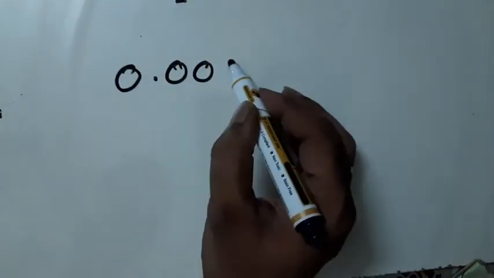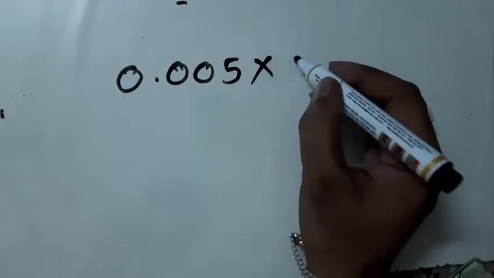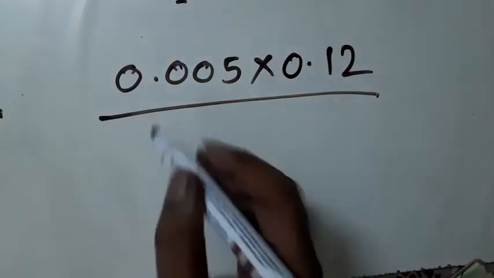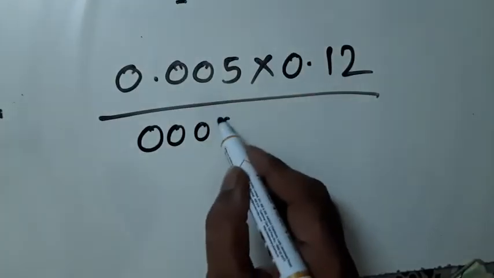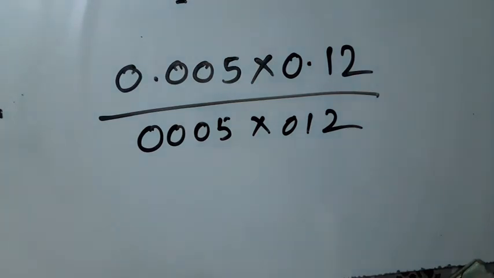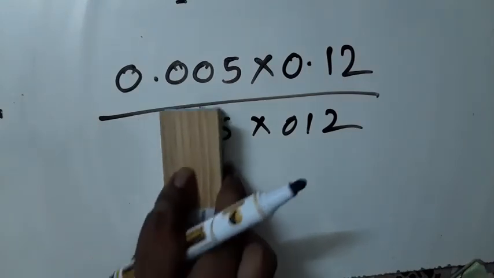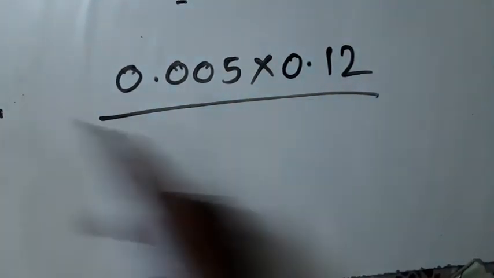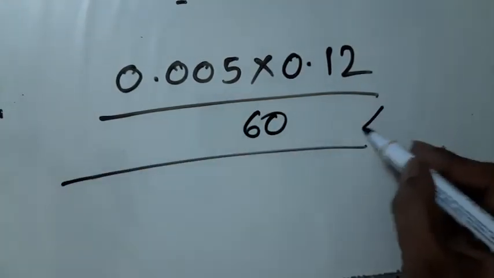Let's take another example. Suppose we take 0.005 multiplied by 0.12. Here the same thing will proceed. Without the point you have to consider the number. But we know that a number never starts with 0, so these zeros have no meaning. We just have to multiply 5 and 12. 12 5s are 60. So we have got the product.